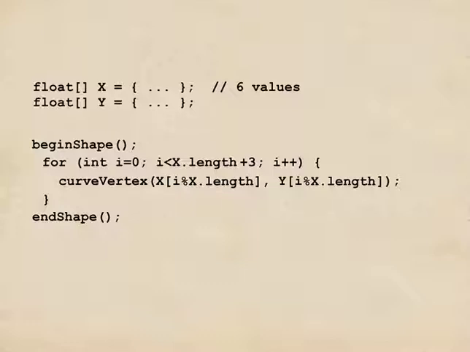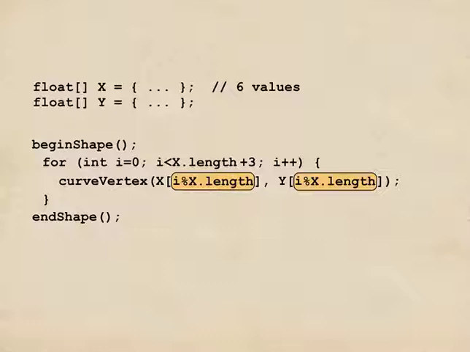Notice that in the call to curve vertex, I am repeating the calculation I mod x.length twice because I want to use the same number to index the x array and the y array. Anytime I see in my code that I'm doing the same thing twice, I try to take out the repetition and do it just once.